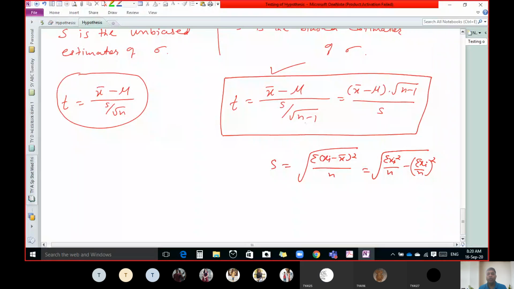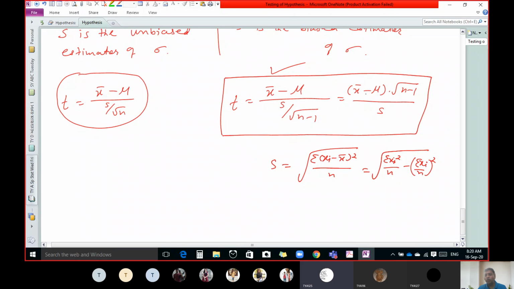170. Very good. Mu is 170. Perfect. What is your n? 10. Perfect. So n is 10. So 10 minus 1, that is what? 9. Root of 9, that is what? 3. So this is 3.